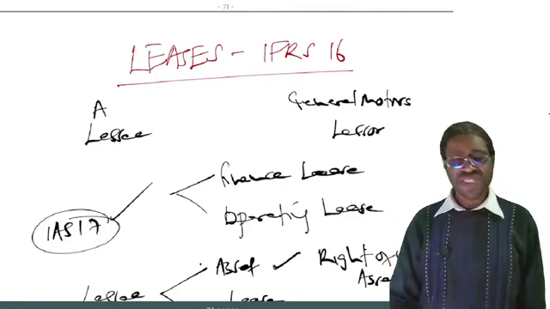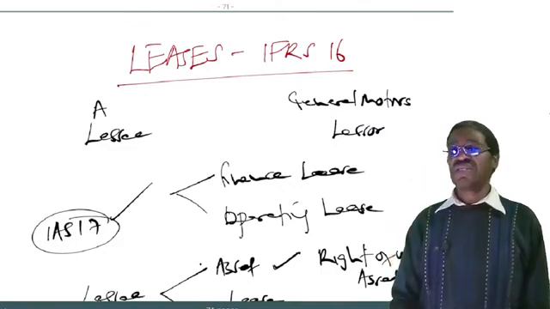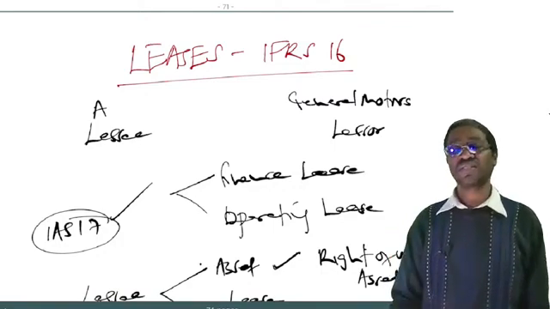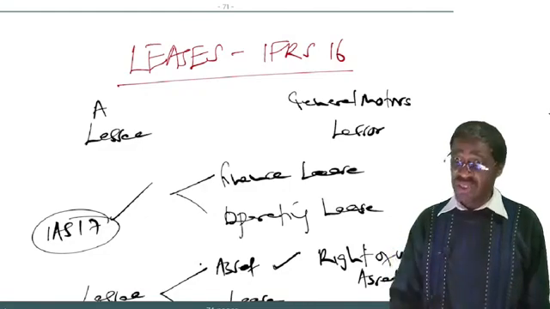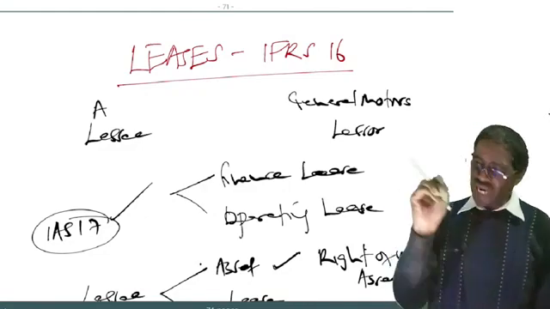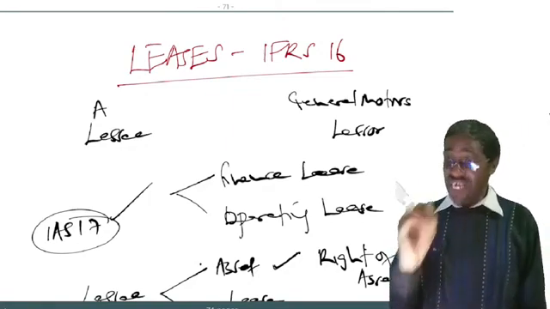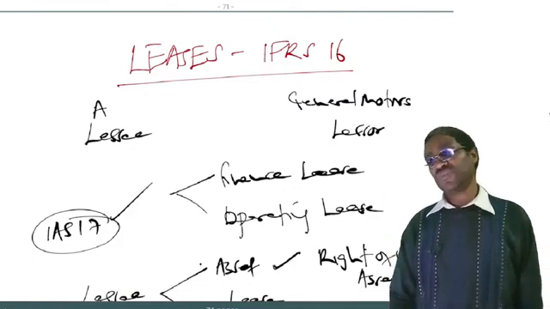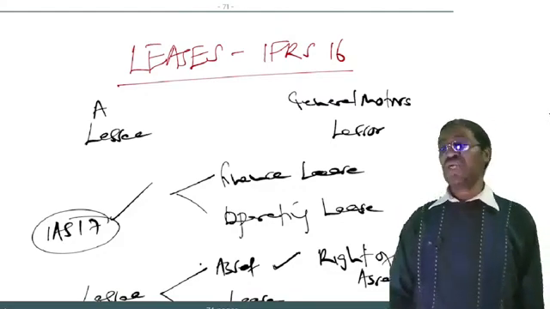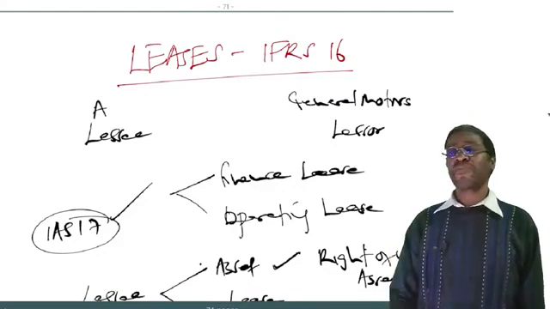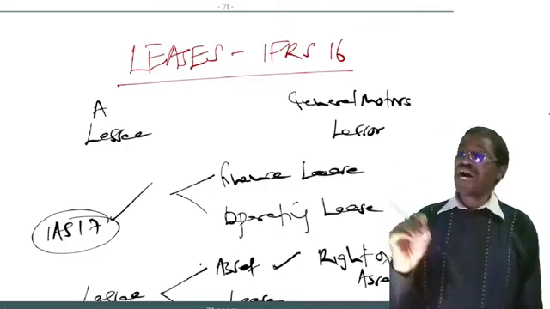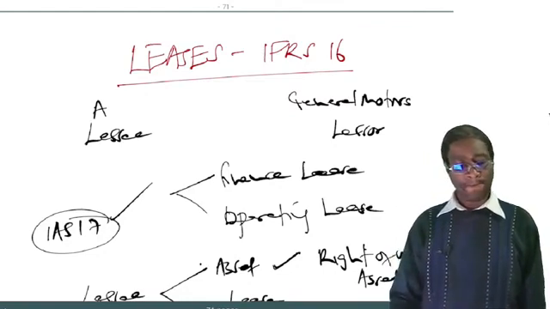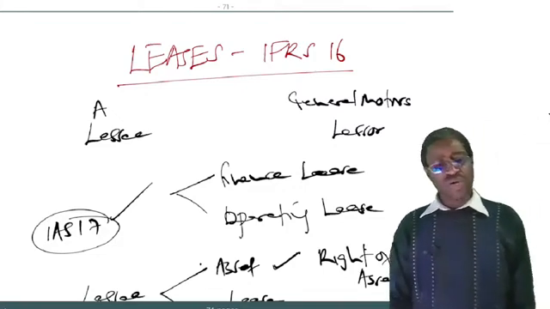Another paragraph. In the original IAS number 17, the lessee was required to classify a lease either as a finance lease or an operating lease.